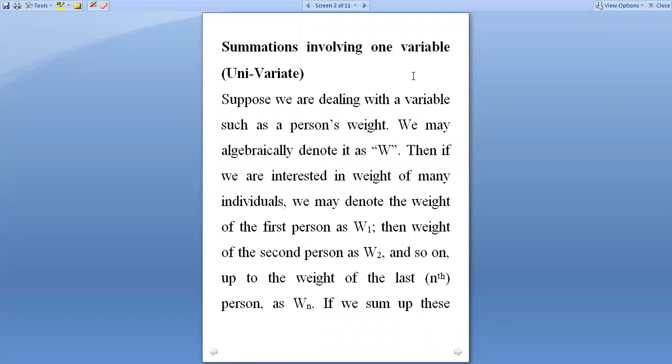Summation notations involving one variable are the ones we call univariate summation notations. We are dealing with an example to describe this. We said, assuming that we are dealing with a variable like a weight, we can algebraically denote it with W.